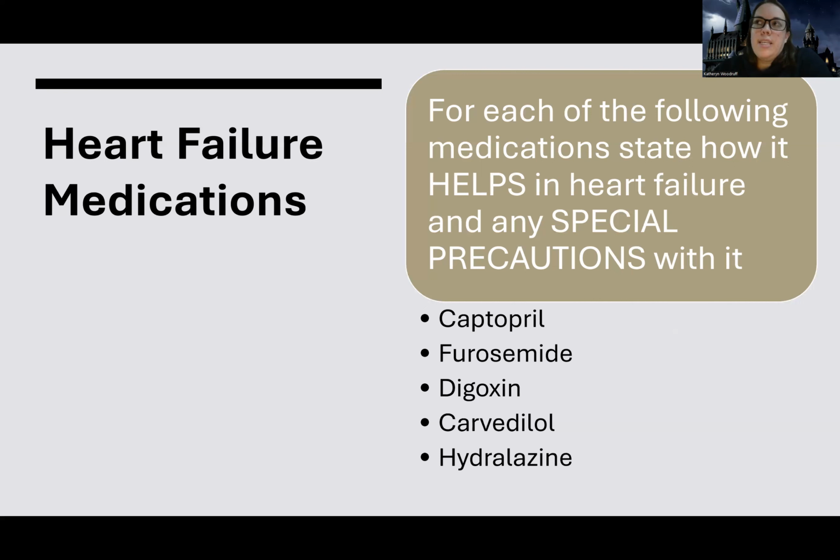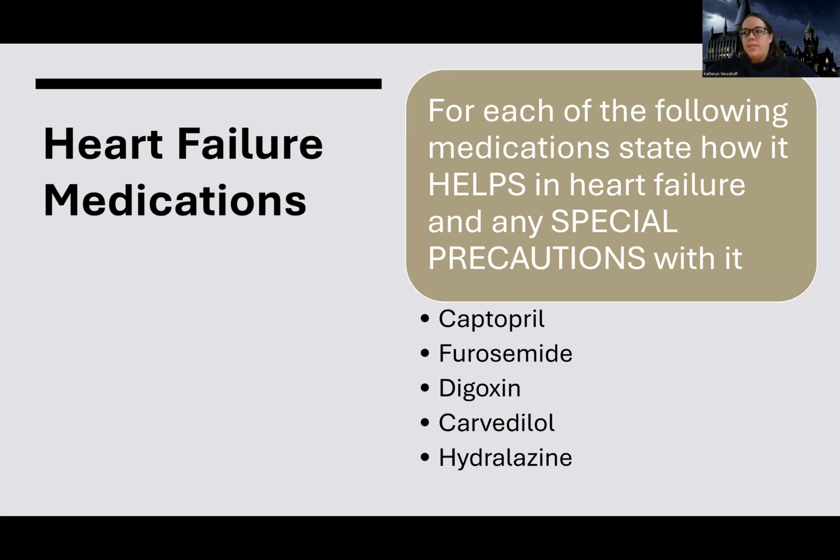So digoxin, this is going to be one that's going to help to increase the patient's heart squeeze. So remember, digoxin can also do other things for like AFib, but for heart failure, I'm giving it to increase the contractility or the strength of the heart muscle. And so digoxin, special precautions, it can be toxic. So the therapeutic level is 0.5 to 2.0.